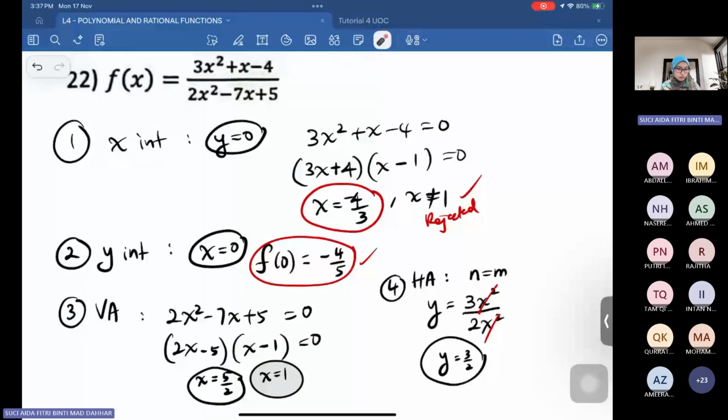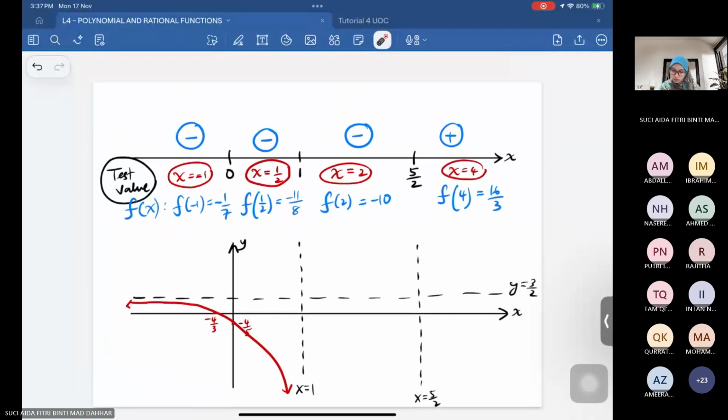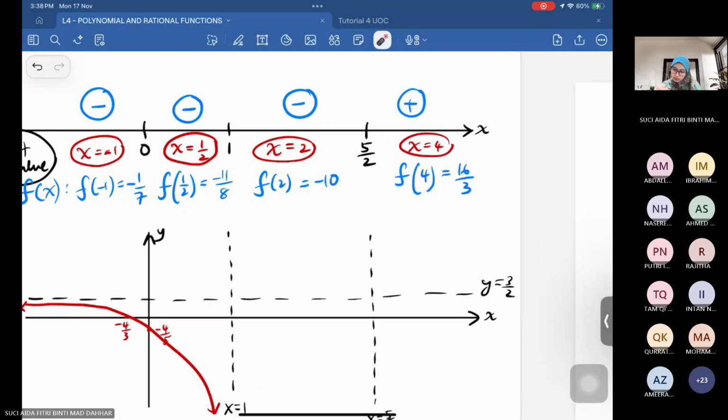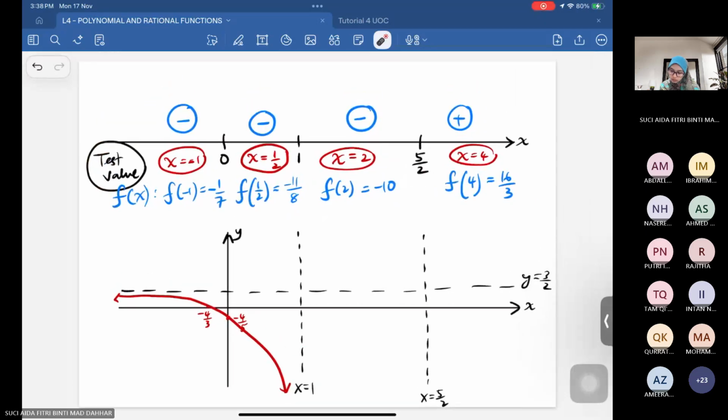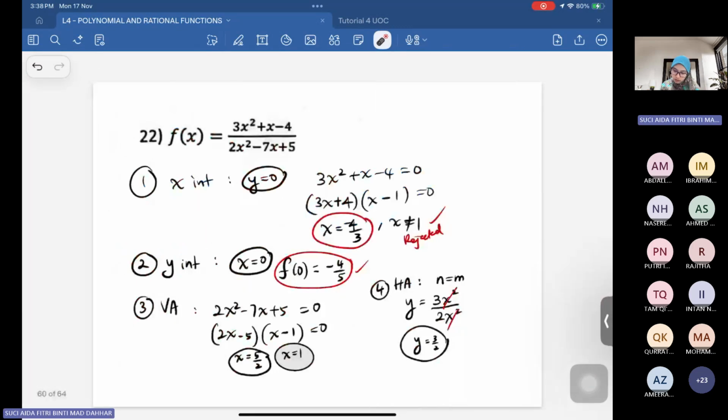We go over to 4. Wait, between 1 to this is negative. We didn't cut any more x, right? It's only one x-intercept.